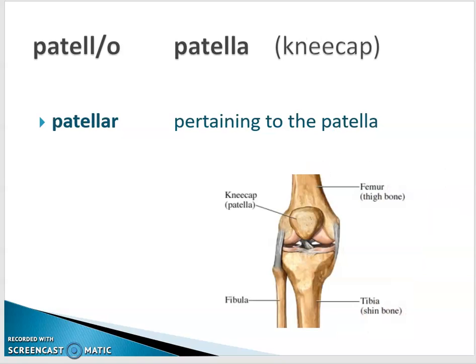Beneath that, as we move down the leg, we descend, we get to the kneecap. Patella is the medical term for the kneecap, and patello is its combining form. And if we want to speak of it in a pertaining to fashion, we can say patellar, meaning pertaining to the patella. And so that kind of covers that upper part of the lower extremity.